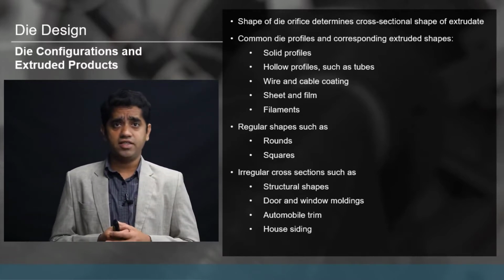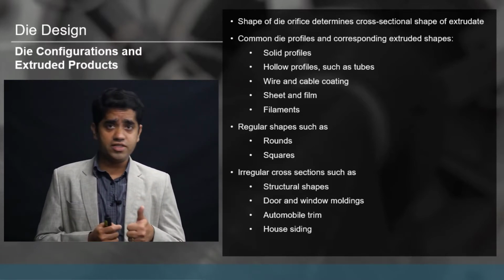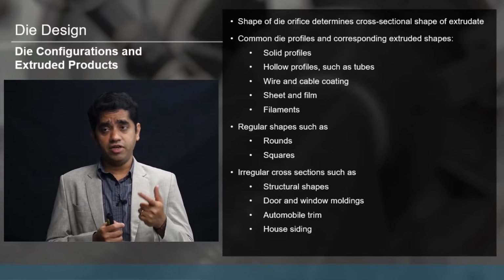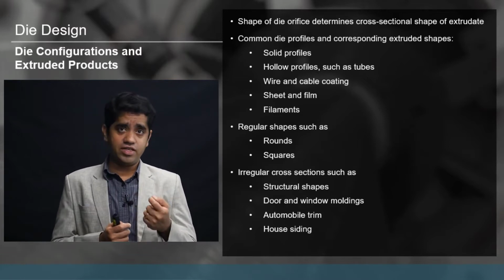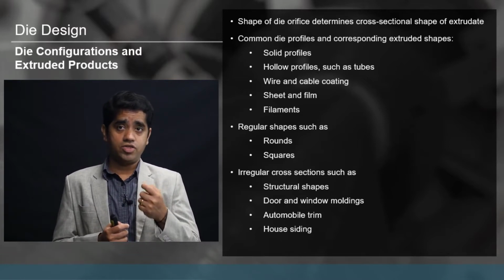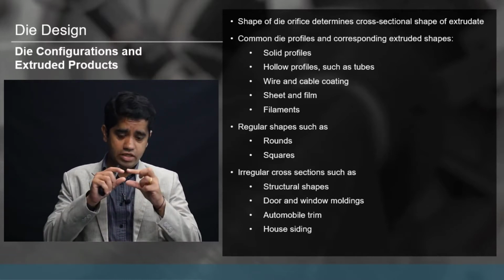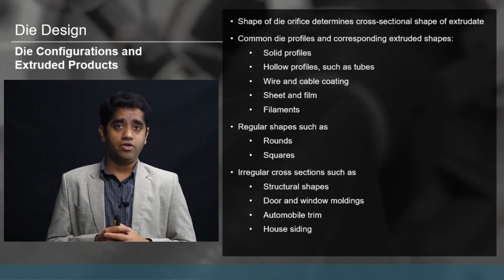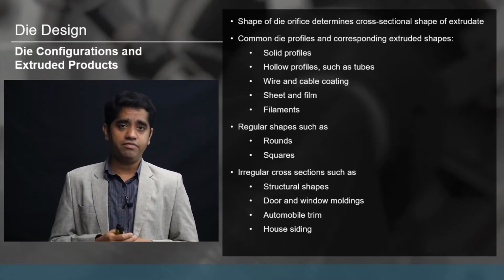Common die profiles that you see in an extrusion system are solid profiles, hollow, wire or cable coating, sheet and film, or even filaments. The cylindrical filaments that you see, or strand dies, are basically round solid profiles that come out of it. Again, solid profiles can also be the straight extrusion profiles, which can be used for decking and those kinds of things. But filament or round filaments is basically the strand die. So people call it in different ways.